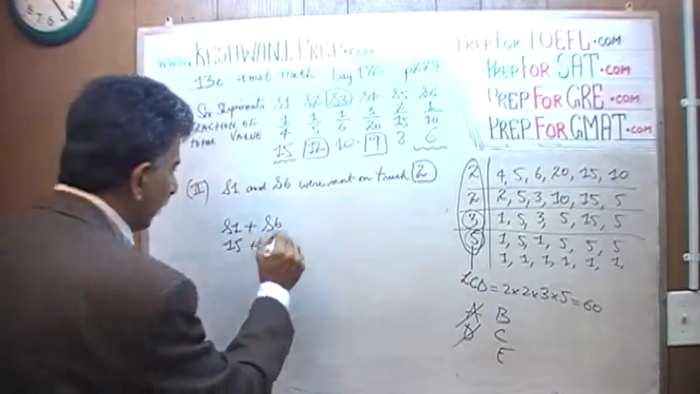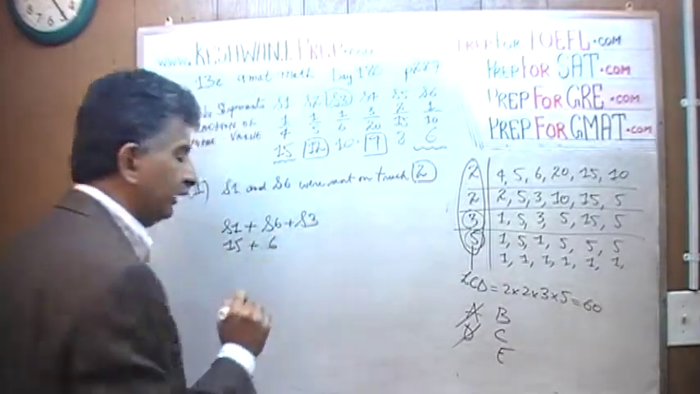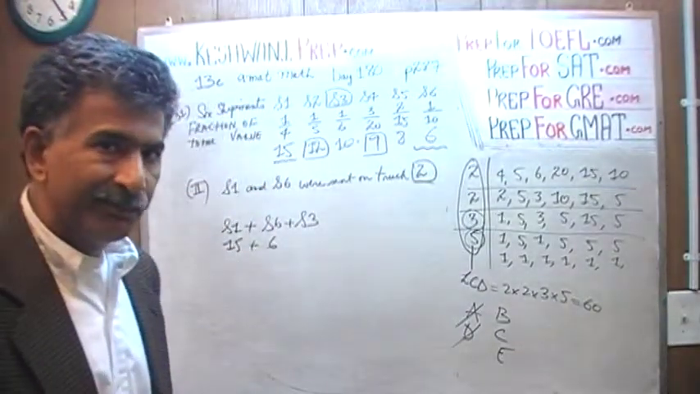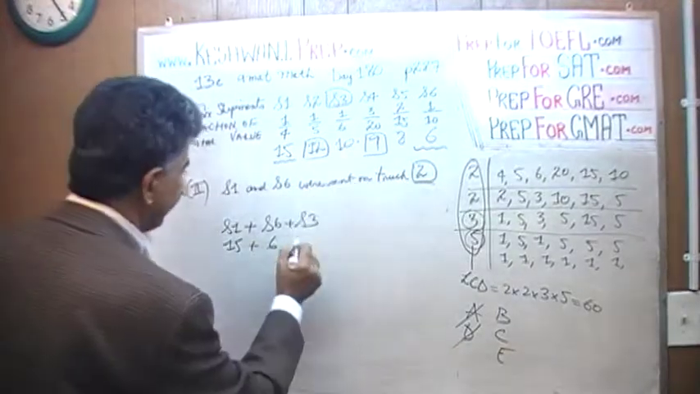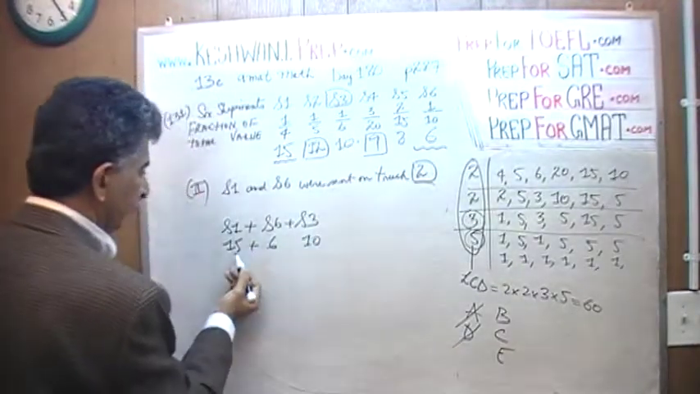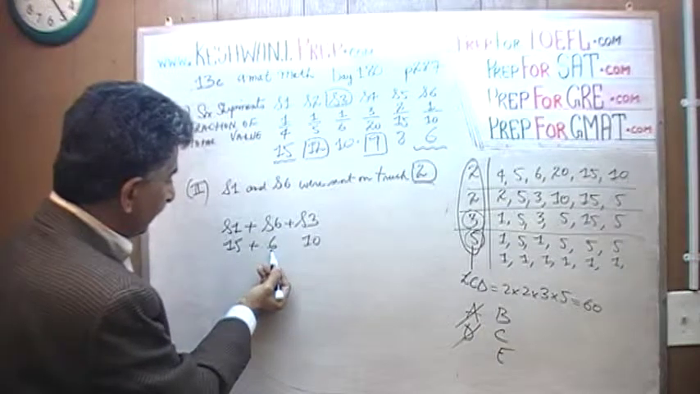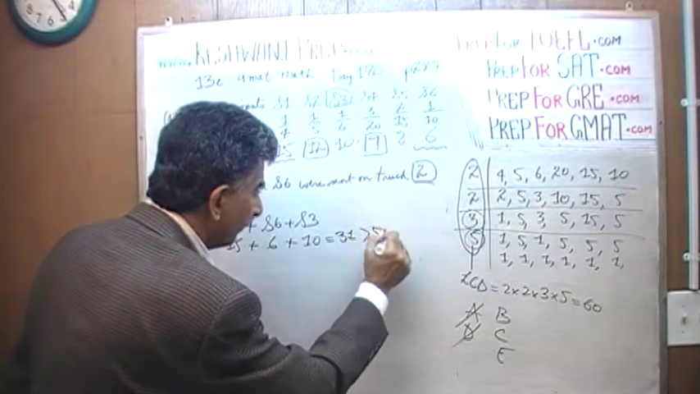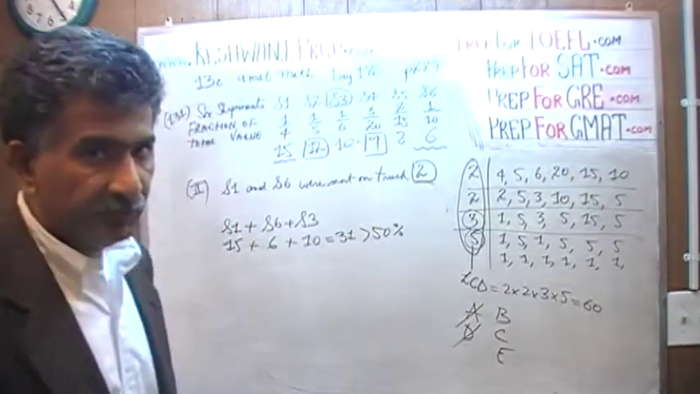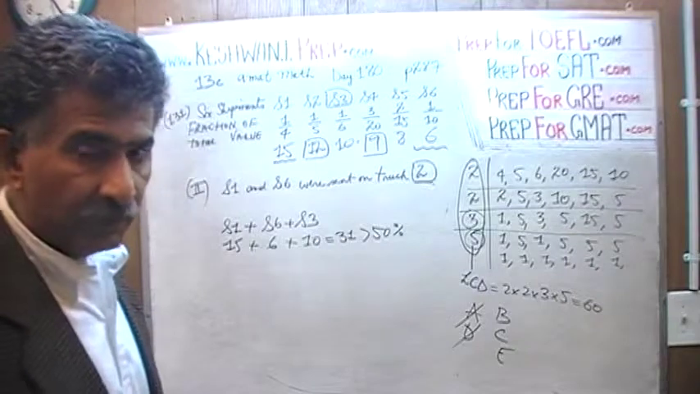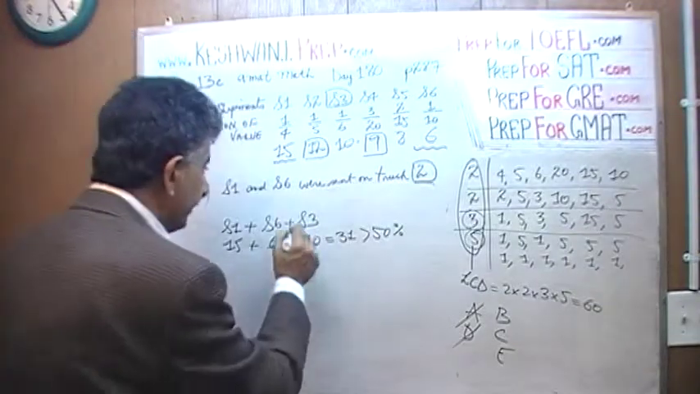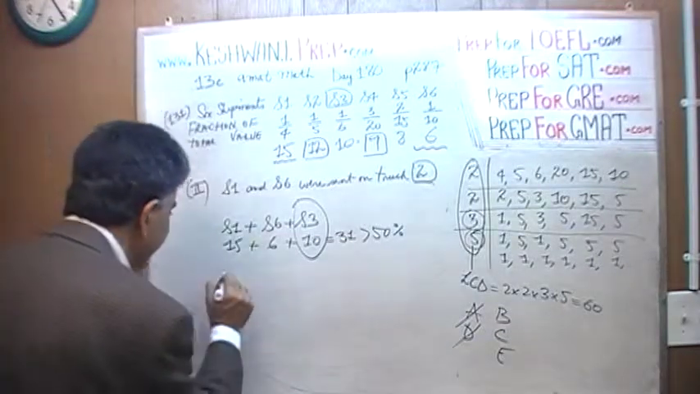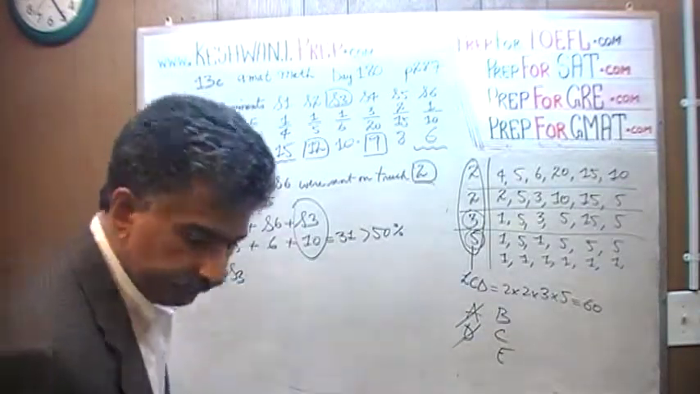Let's ask ourselves, what would have happened if we had sent shipment 3 instead on truck 2? Because this is truck 2 we are dealing with here. If we had sent shipment 3 on truck 2, shipment 3 is 10. 10 plus 15 is 25. 25 plus 6 is 31. This is more than 50%. Because remember, the total shipment is only 60 ton. Is that possible? Could we have sent shipment number 3 on truck 2? The answer is no.